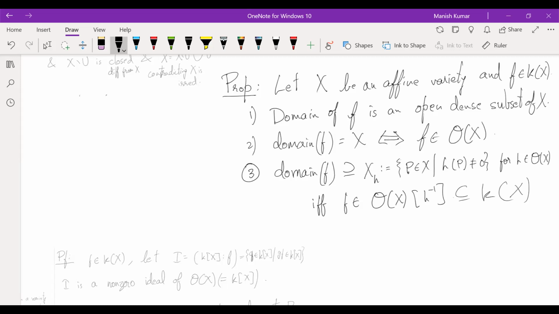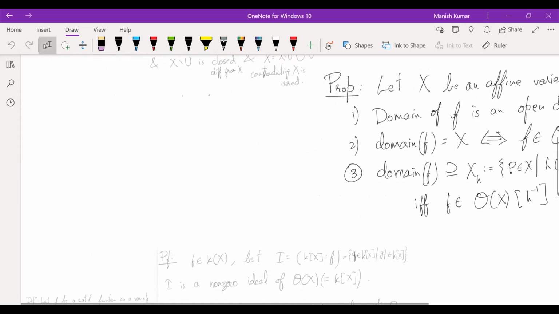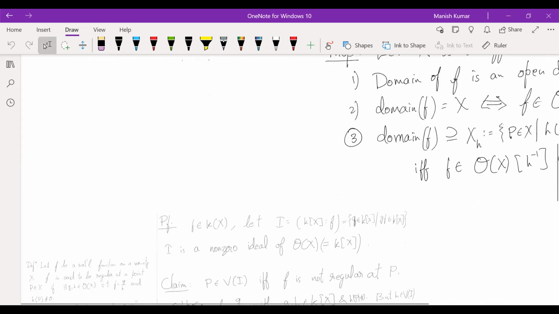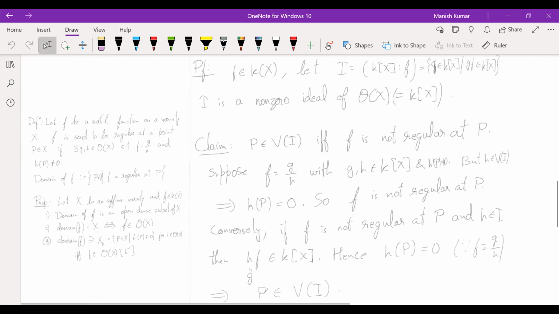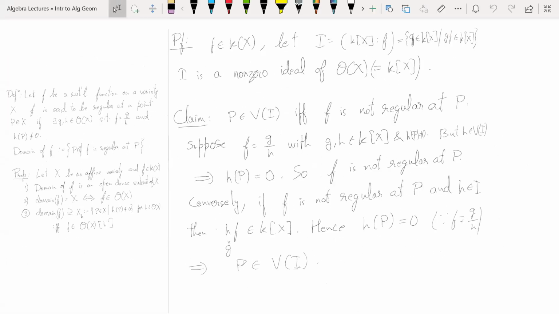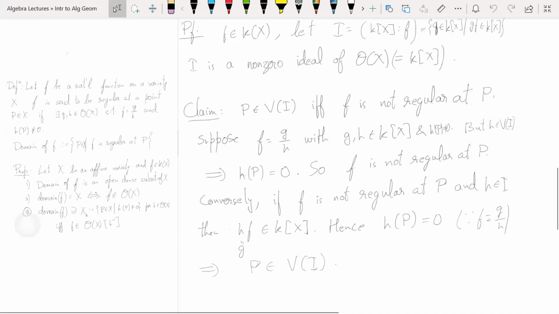So these statements are not very difficult. So we will see the proof, and I've given the proof here. So let's see the proof. The statements are here.